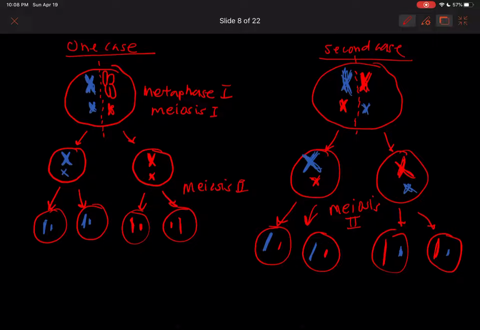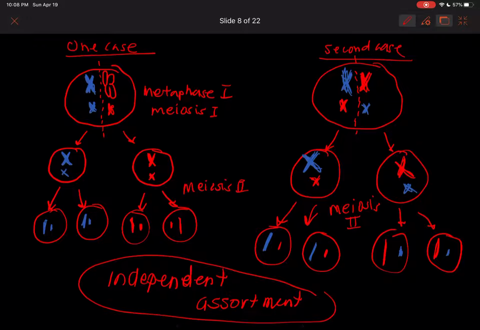Okay, so that's what we mean by independent assortment. Independent assortment. This is what we mean when we're talking about independent assortment during metaphase 1 of meiosis 1.